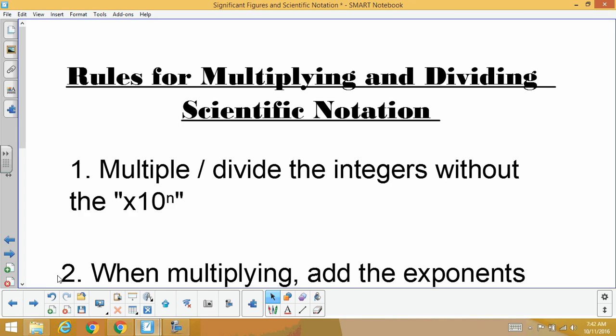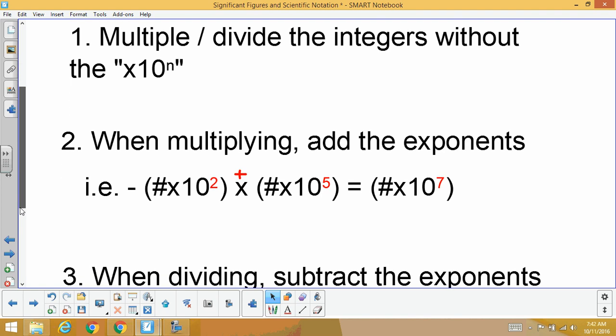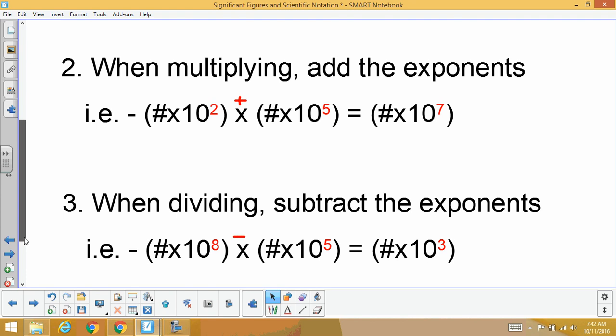They're pretty straightforward. It doesn't matter how big and menacing these numbers look, multiply and divide the integers without the times 10 to the n. When you're multiplying, add the exponents. So for this example, it's number times 10 to the second times number times 10 to the fifth. We just take the 2 plus the 5, and that equals 7. So simple addition there. And it's the opposite for dividing. In dividing, subtract the exponents. For example, number times 10 to the 8th divided by number times 10 to the 5th. So 8 minus 5 equals number times 10 to the 3rd.